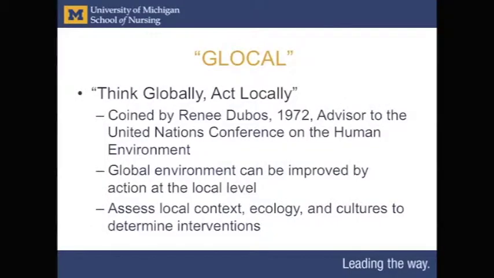So the term think globally, act locally was coined actually by René Dubos in 1972. He's advisor to the United Nations Conference on the Human Environment. He was a microbiologist responsible in part for the development of antibiotics, and he was also a very active environmentalist. So he was focusing on how we can change the global environment, but we can only do that by action at the local level. And in order to do that, we had to constantly be thinking about the local context, the ecology, and the cultures to determine those interventions.